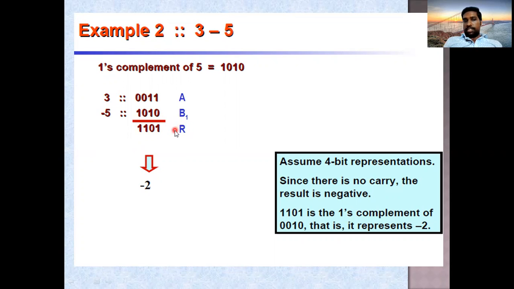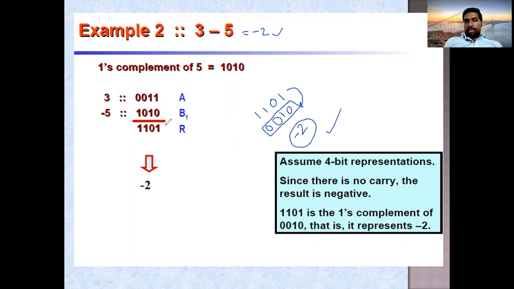If you want to get the original result back, take the result you got, 1101, and again find one's complement of this. What is one's complement of this? 0 0 1 0. So 0 0 1 0 means 2. No carry generated, so negative. Minus 2 is the answer. 3 minus 5, what is the answer? Minus 2. Verified? Like this you need to do.